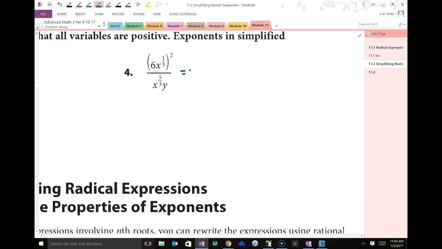Okay, you ready? I think you can do this one without a calculator. Okay, so where did you start? What did you do first? Okay, good. Distribute the 2.